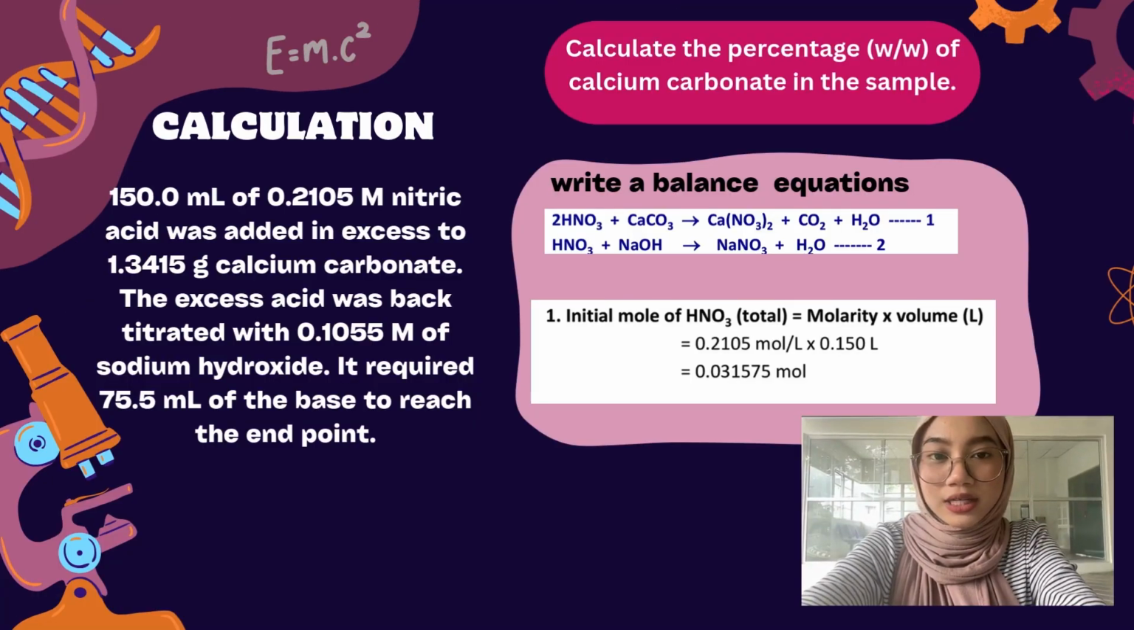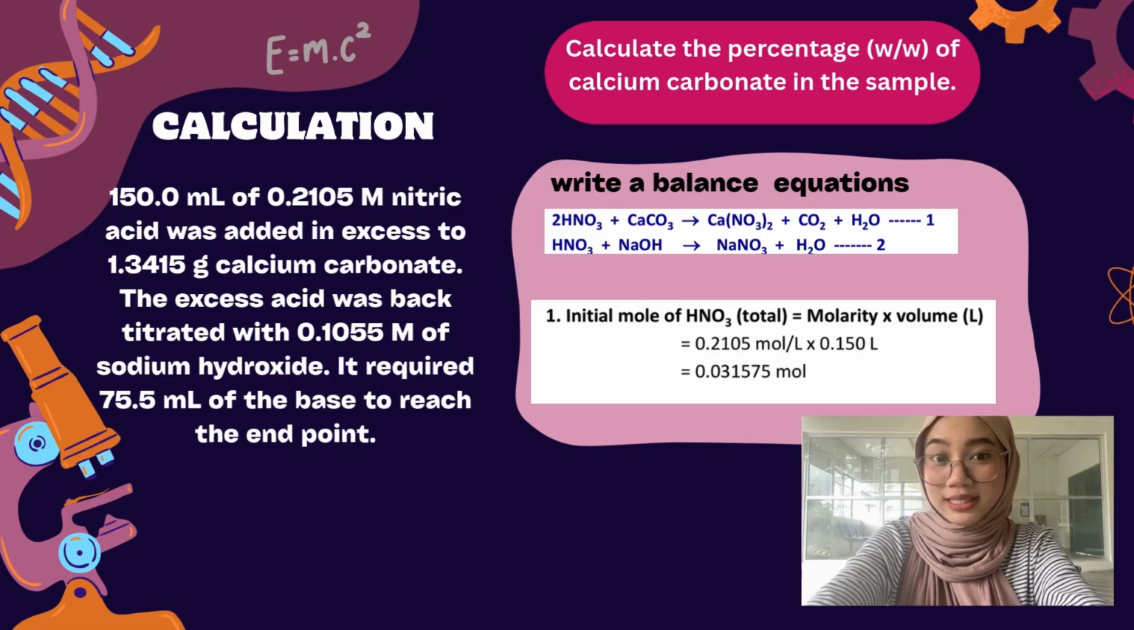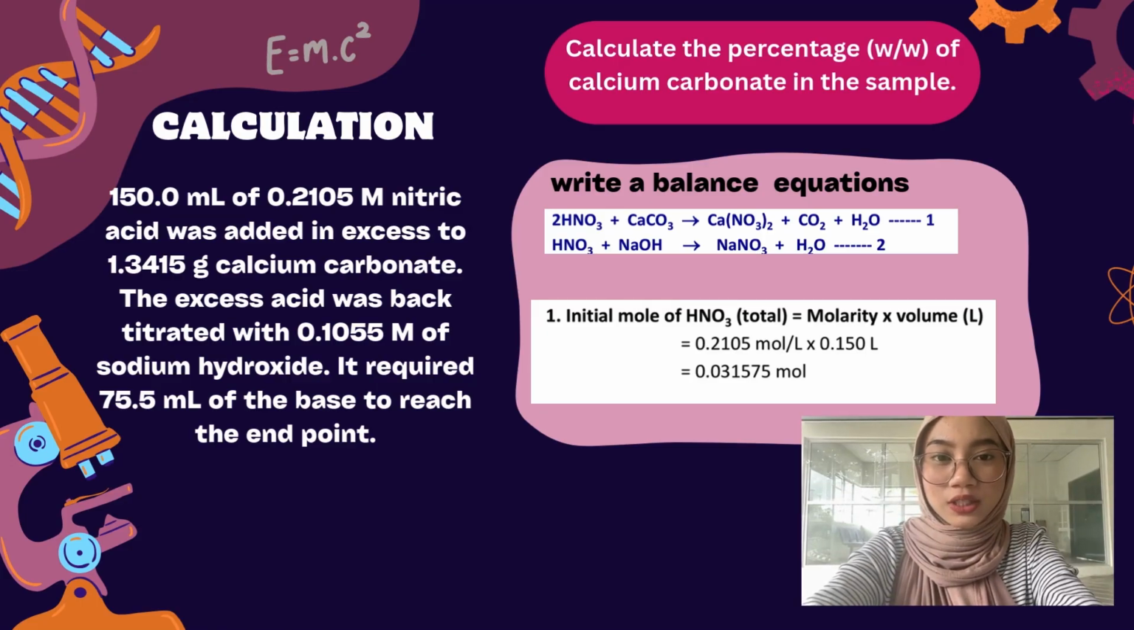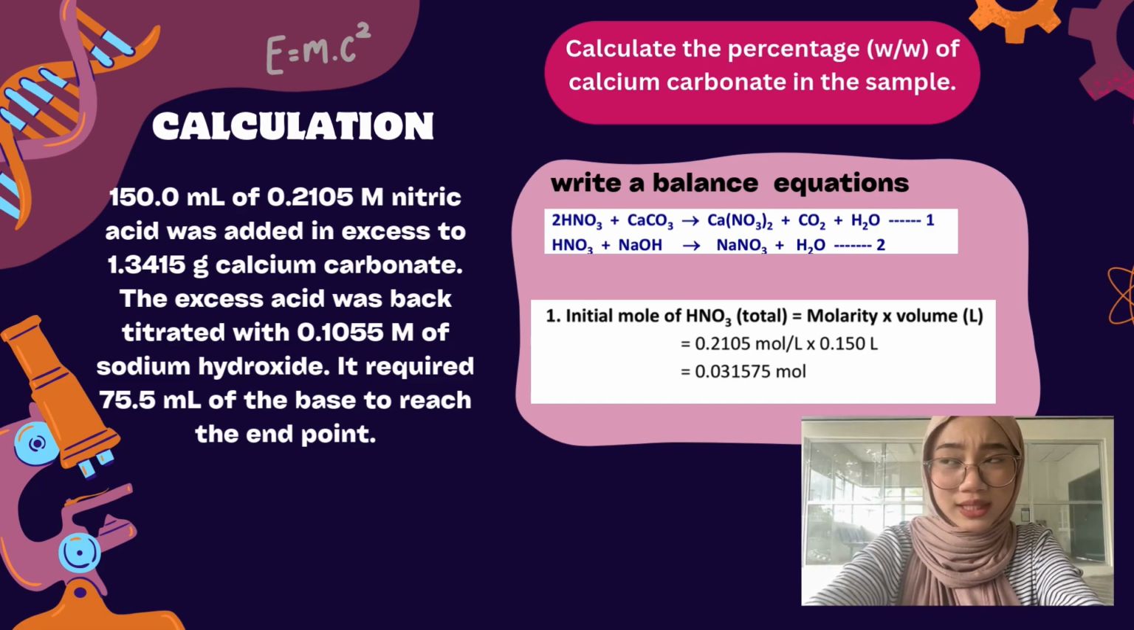Thank you. And then for this slide, I will explain the calculation used to determine the percentage by mass of calcium carbonate in the sample. First, an excess of nitric acid was added to the calcium carbonate. So 150.0 mL of 0.2105 M nitric acid was added to 1.3415 gram of calcium carbonate.